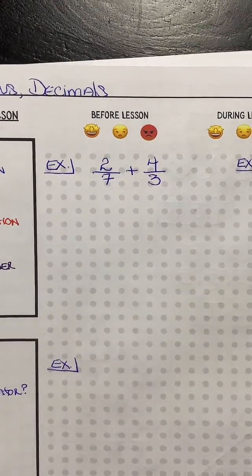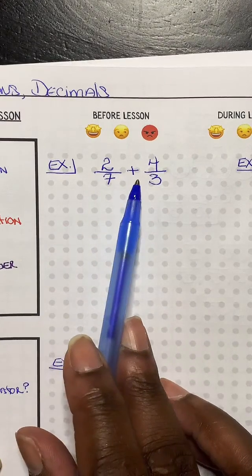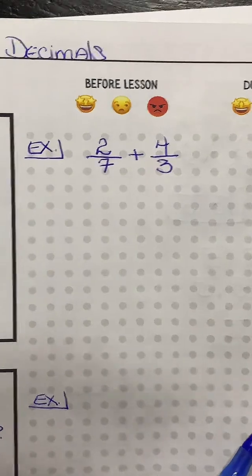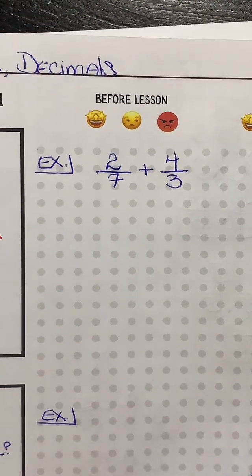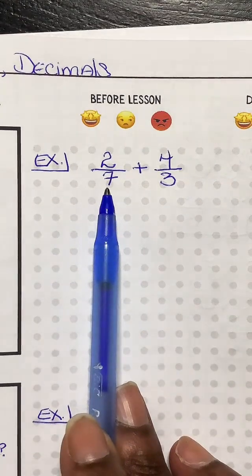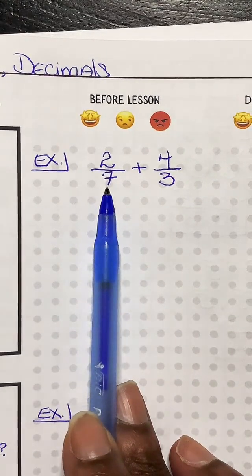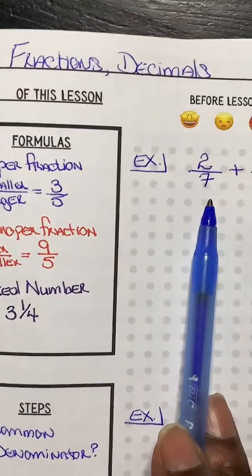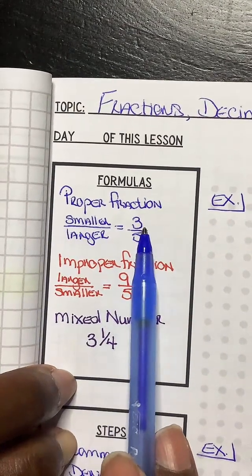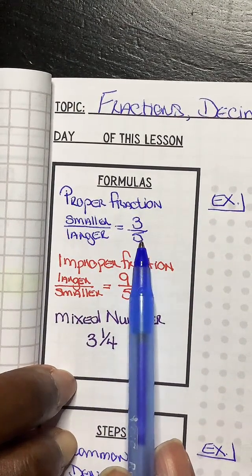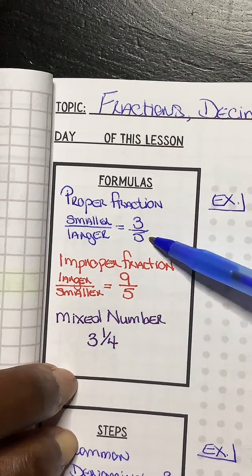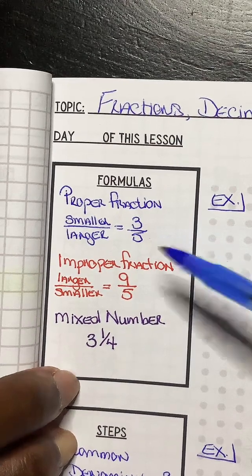So first off, we have 2/7 plus 4/3. Now, here's the main thing. We always want to have a common denominator, all right? This first fraction, the 2/7, that's called a proper fraction. Proper fraction means your numerator is smaller than your denominator, okay? So you have 3 parts out of 5 spaces, okay? So that will be your whole.